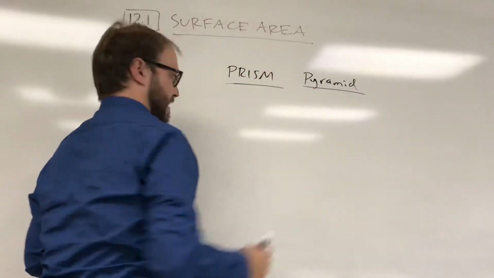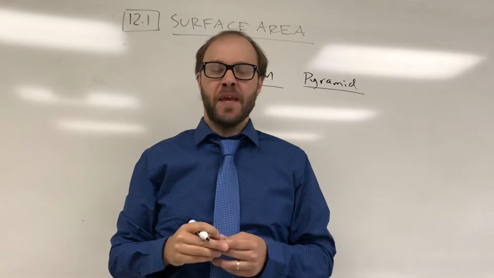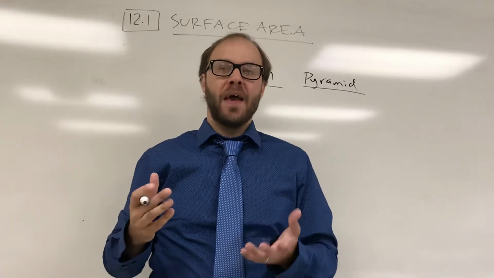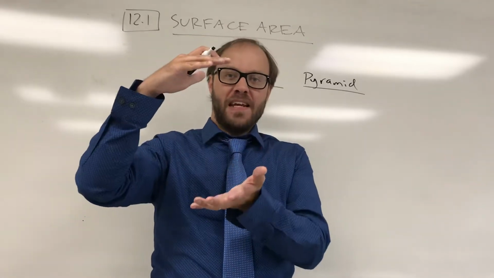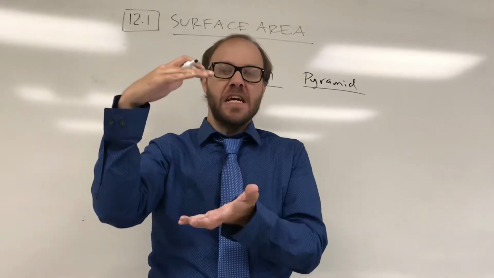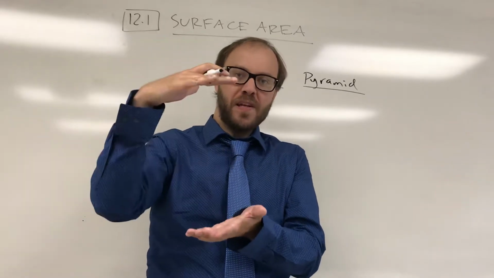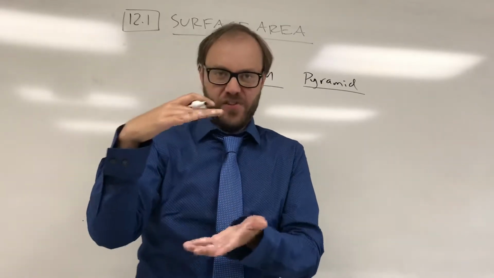I think we briefly discussed this in section 9.8, but I don't think we went really in depth into it. So anyway, just a little bit of terminology here. A prism is a three-dimensional solid. Sometimes we call it a polyhedron. It's a three-dimensional solid that has congruent upper and lower bases, okay?